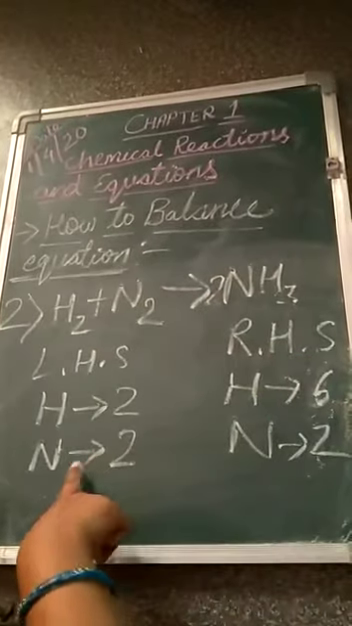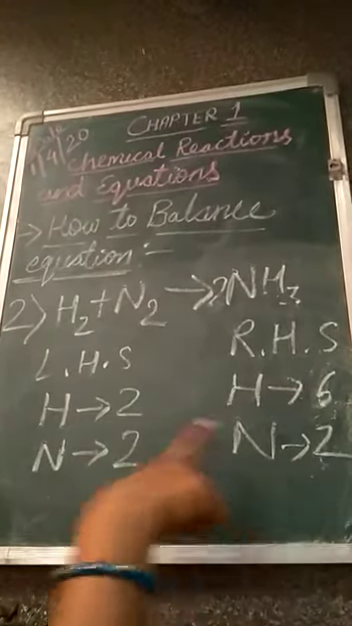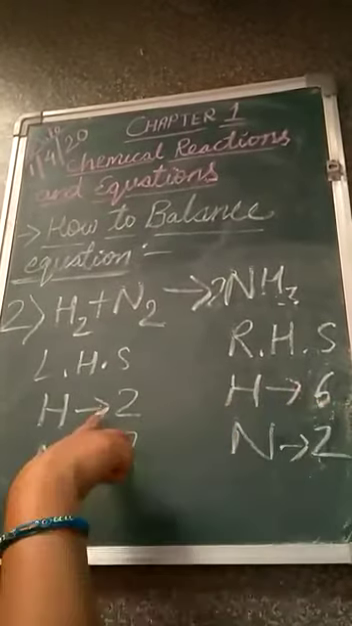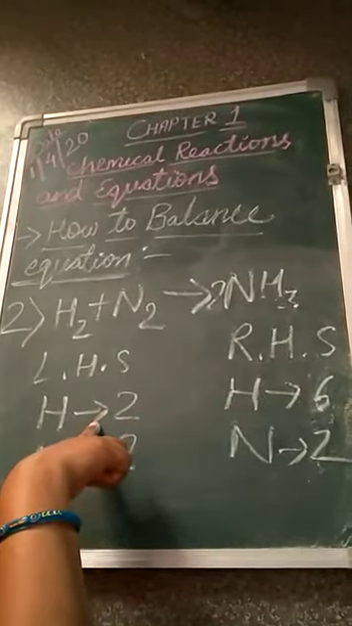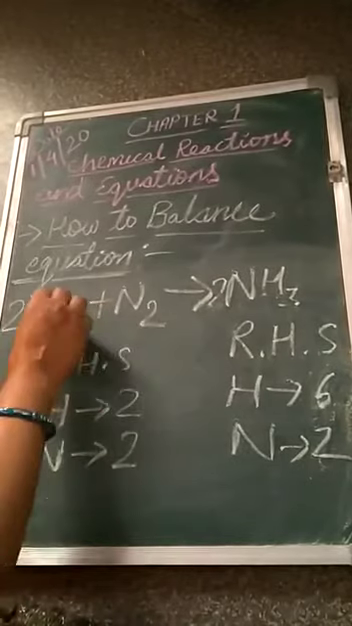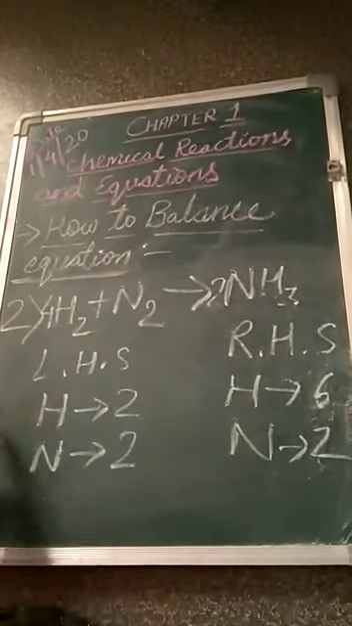Now you can see that nitrogen is balanced, but hydrogen is unbalanced. Here hydrogen is 6, while on this side hydrogen is 2. So how will I balance it? Here also it should be 6. If I put 4 here, what will happen?